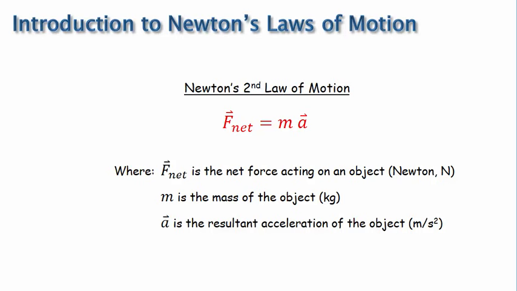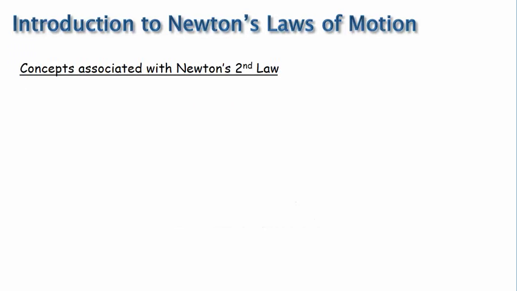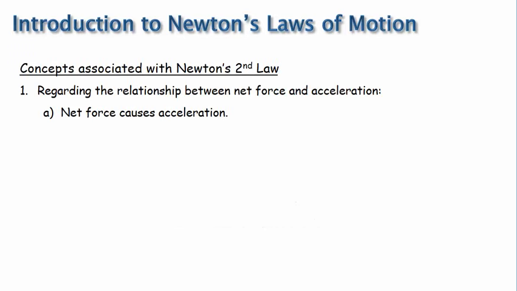Newton's second law is one of the key concepts in Physics 1, and while the equation may appear simple, it embodies several important concepts. The first one, regarding the relationship between net force and acceleration, is that net force causes acceleration. So this is a cause and effect relationship, where the presence of a net force on an object causes the object to accelerate. Tying this into our previous discussions on kinematics, we can now see that the acceleration that was involved was present because there must have been a net force acting on the object.